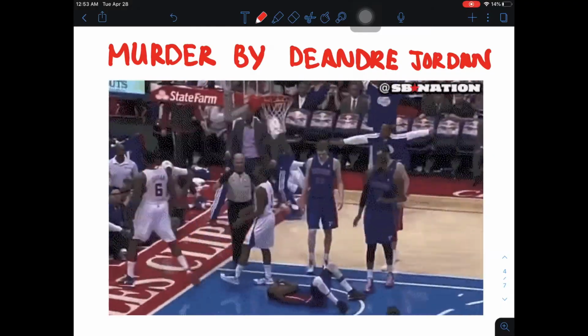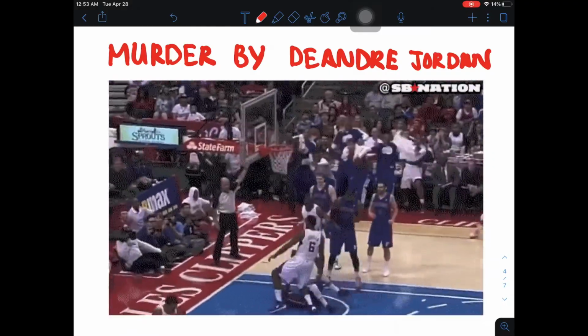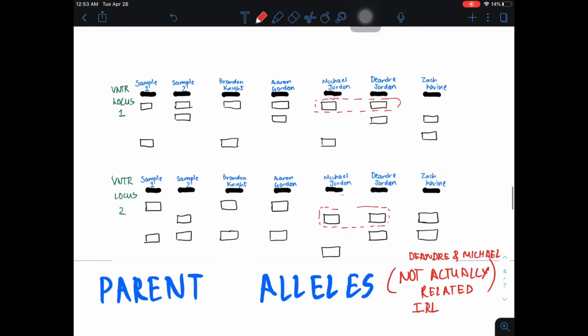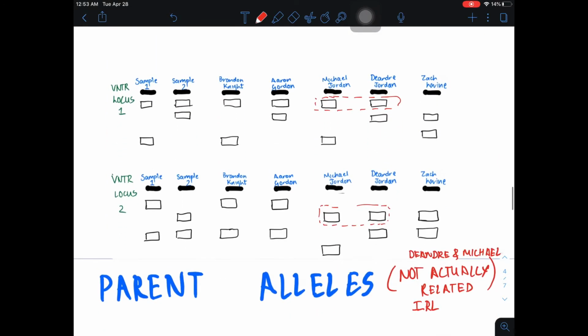Now, looking back at the gels, we can see that Michael Jordan shared an allele at both loci that were compared. This is because each parent passes on one allele to their offspring. So at each locus, DeAndre Jordan would have one allele from Michael, which is his father, and the other would be from his mother.